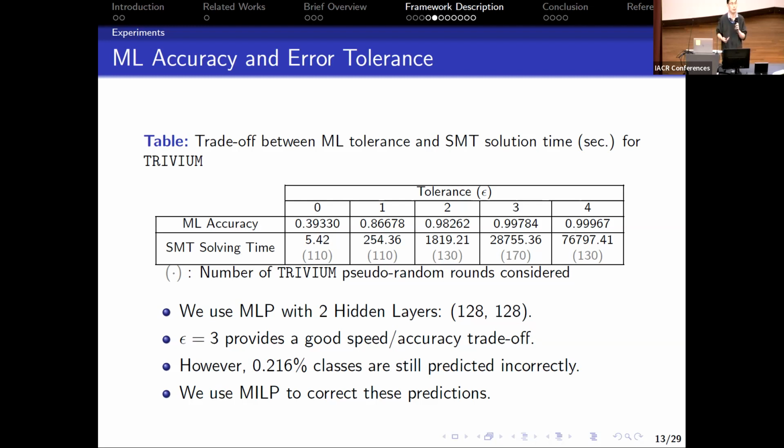However, there's a trade-off: if we compare with the SMT solver, the higher the tolerance, the more the solving time increases. So here we have to take a trade-off. We take epsilon equals 3, which provides a good speed-accuracy trade-off. However, there's still a small chance that the classes are predicted incorrectly, so we want to reduce it even further. So we use MILP as a tool in between to correct this prediction.